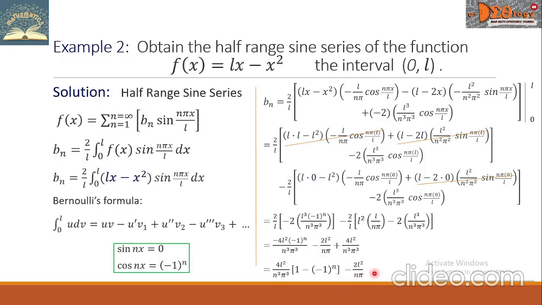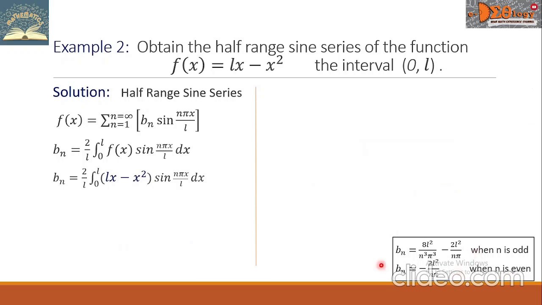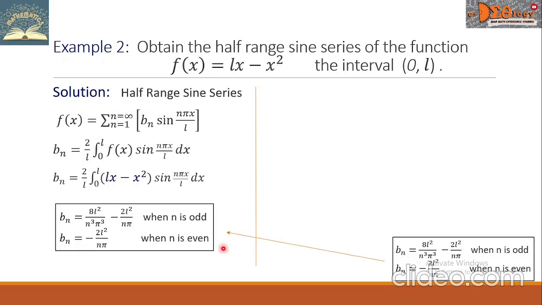When we analyze this, we can see that there are two values of b sub n. So b sub n equals 8L squared over n cubed pi cubed minus 2L squared over n pi. This is when n is odd. Also, b sub n equals the -2L squared over n pi when n is even. Let us copy the values down here.